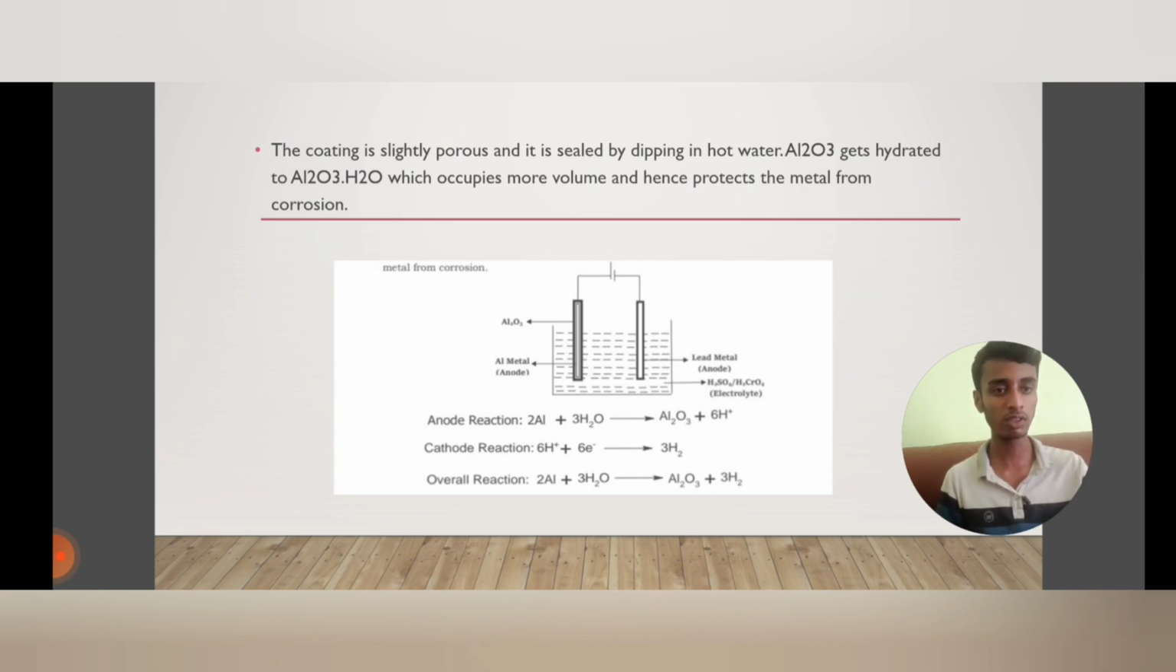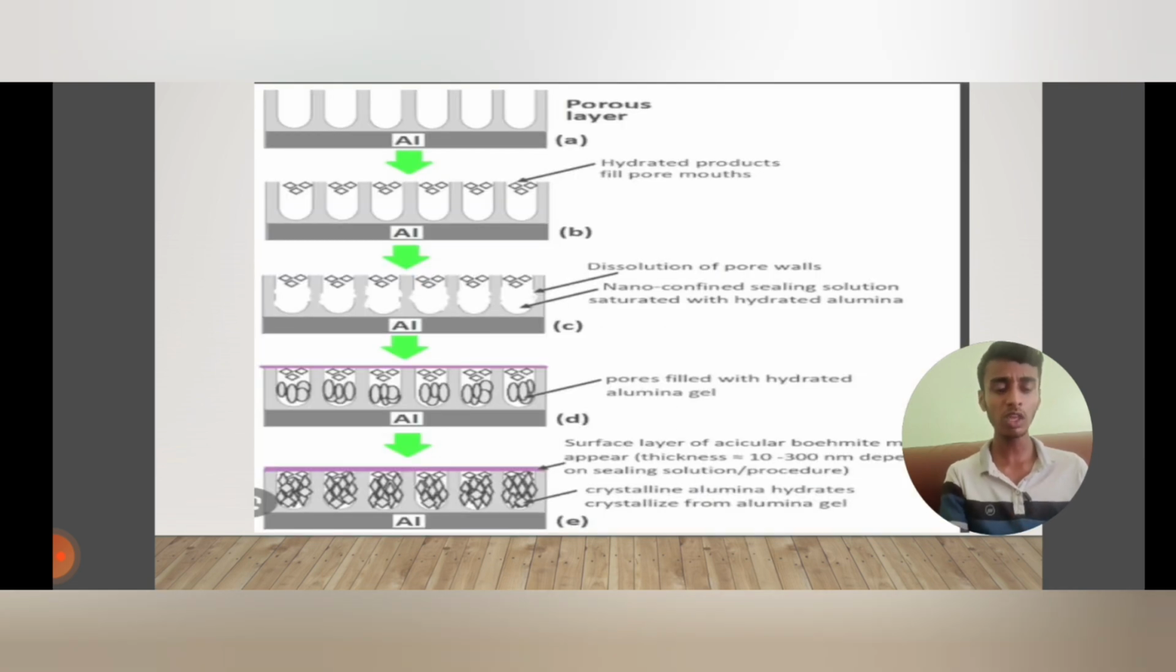Here you take aluminum, which in the presence of water is converted to Al2O3. First you get Al2O3, and at the cathode hydrogen gas is liberated. Now this Al2O3 has a porous coating. Then you dip it in hot water and the Al2O3 gets hydrated and occupies more volume. Then it is protected from corrosion. You can see here how this process goes on.